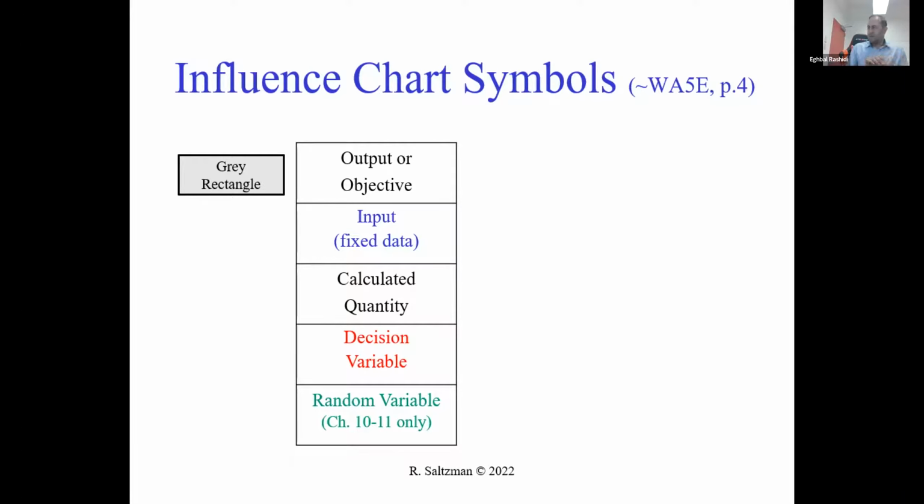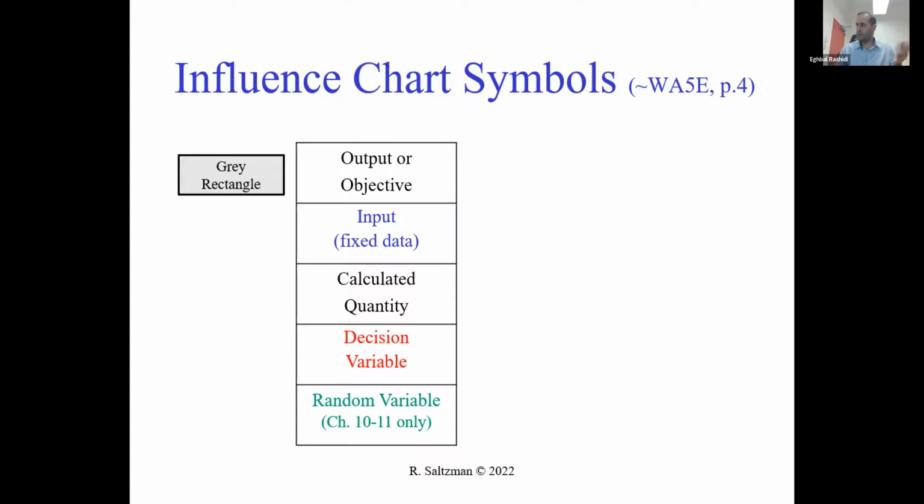The standard or convention that the book uses is the gray rectangle or gray shade color for the output or the objective. It's very good if we all follow this same standard, because when you open up another person's model or influence chart, it's easier to figure out what the decision variable is, which one is the output, or what the inputs of the calculated parts are. So it's very helpful to follow this convention and standards.